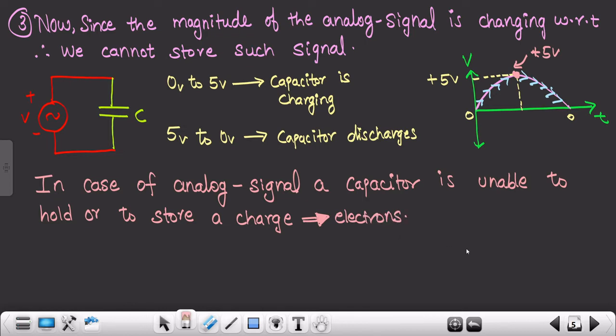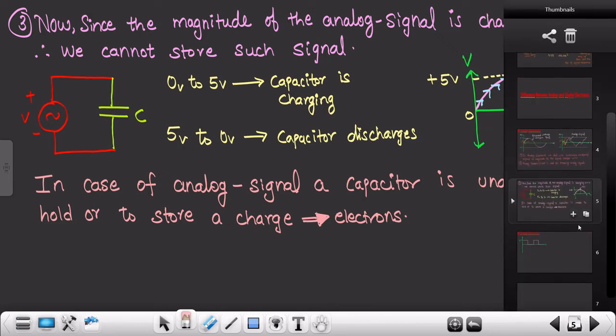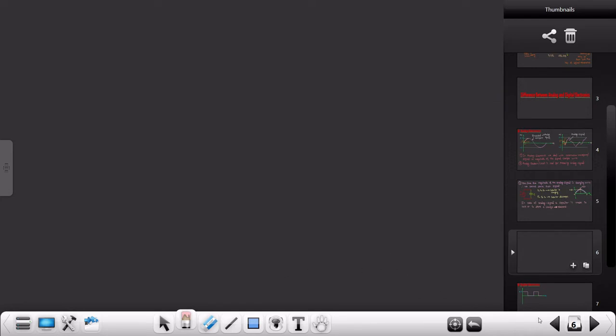Okay, great. And there is another drawback, but before that let me add one more slide over here, because it seems that I may require one more page.